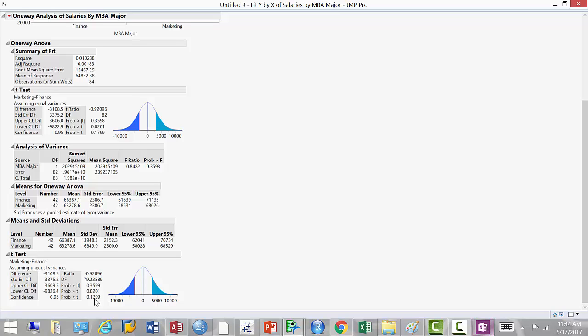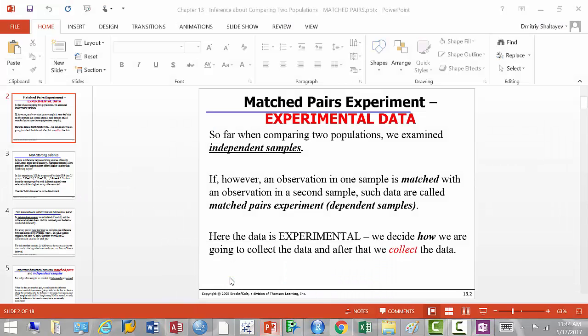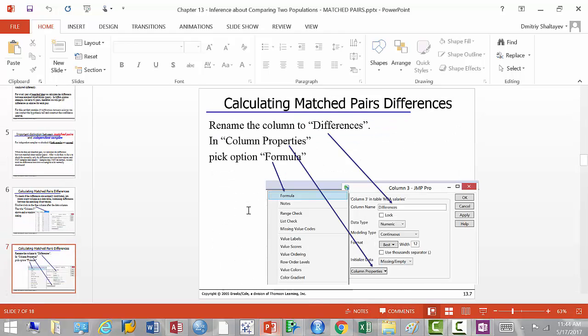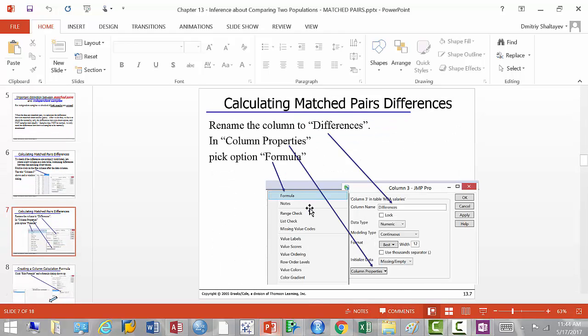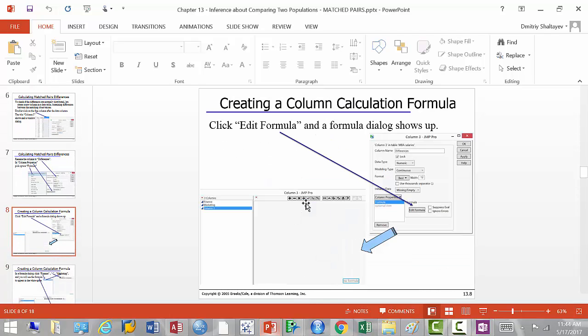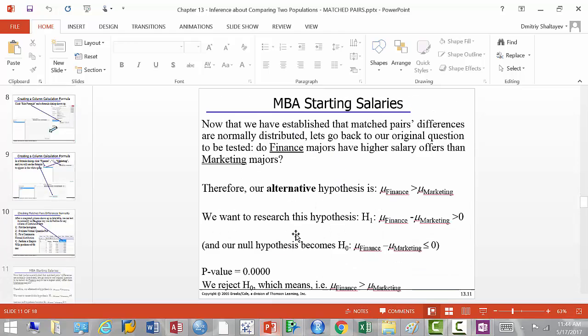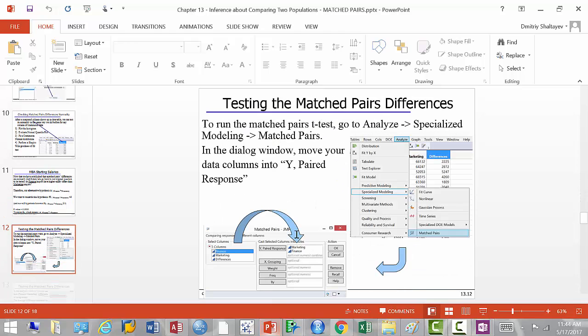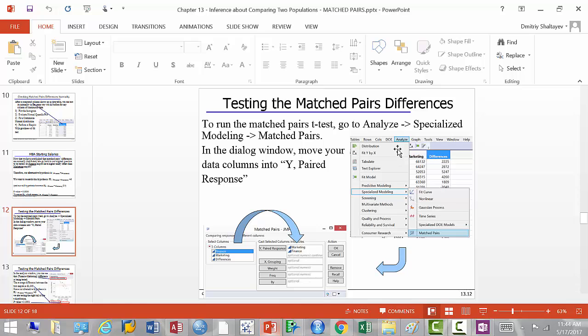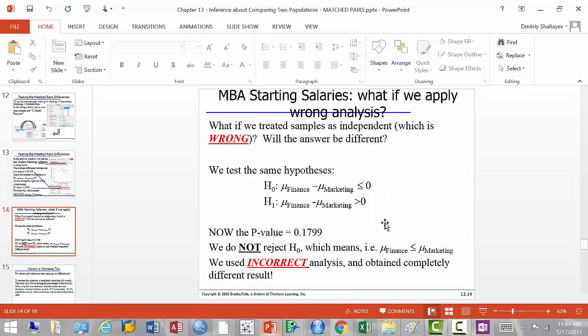All right, and we actually have enough time for one more example, which I rather like. So let's go back. I'm not going through the slides, because essentially the slides contain all the steps that we did. First, create differences, create the formula, then test the differences for normality, then record the hypothesis, and then go to the analysis, special modeling, matched pairs. So all the steps are outlined.